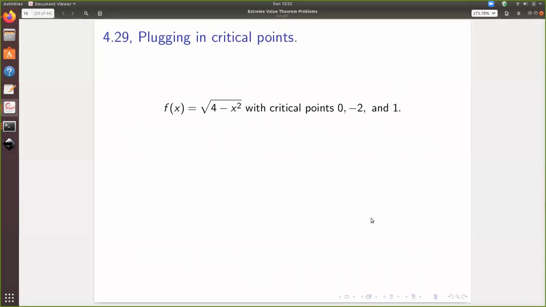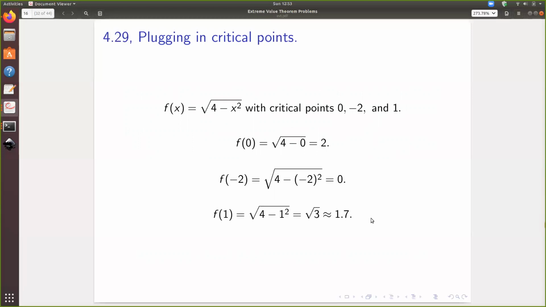So let's plug those bad boys in. Here we go. So f of 0 is the square root of 4 minus 0, which is just 2. f of negative 2 is the square root of 4 minus negative 2 squared, which is the square root of 4 minus 4, which is 0. f of 1 is the square root of 4 minus 1 squared, which equals the square root of 3, about 1.7, right below 2. So what do we got? We got our max is 2 and our min is 0.